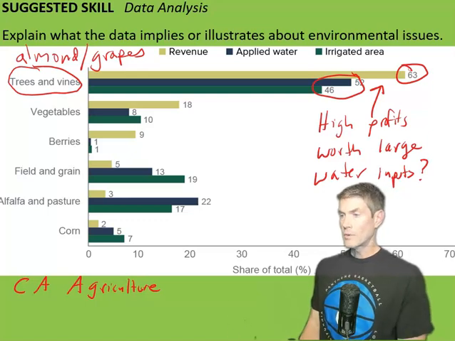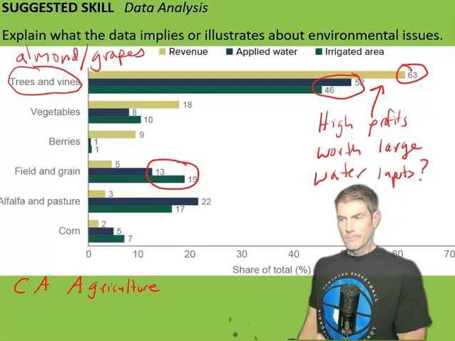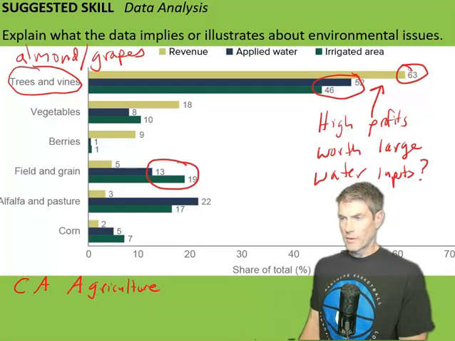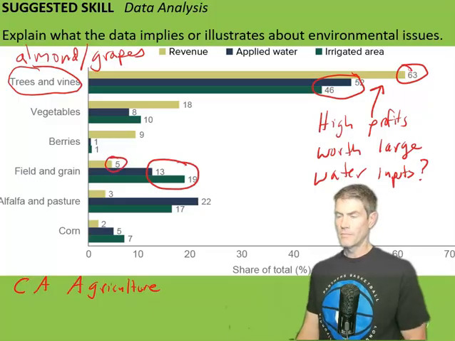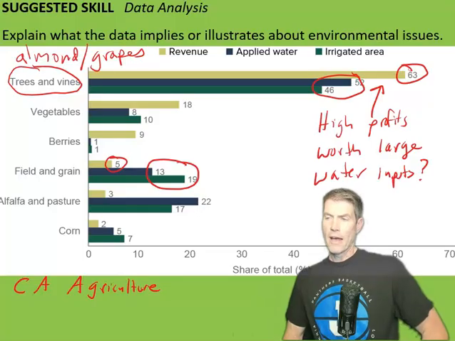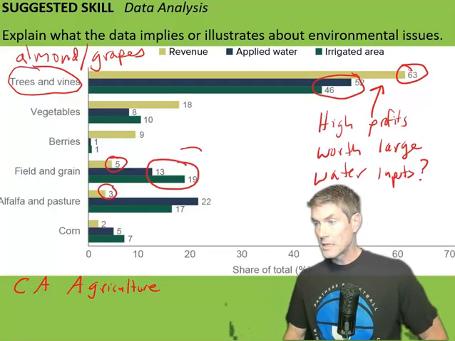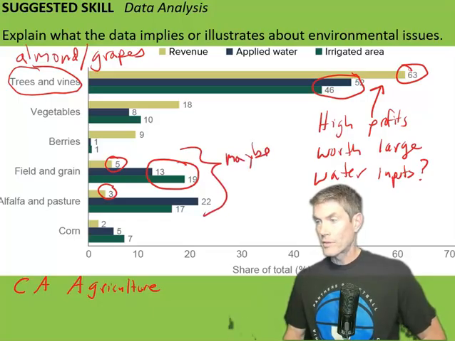Now down here, we look at field and grain. We might see, oh, lots of water. We're not really getting a profit from it. So rice, wheat, things like that. Alfalfa. Oh, alfalfa. Yeah, look at that. So these maybe not worth the trade-off.